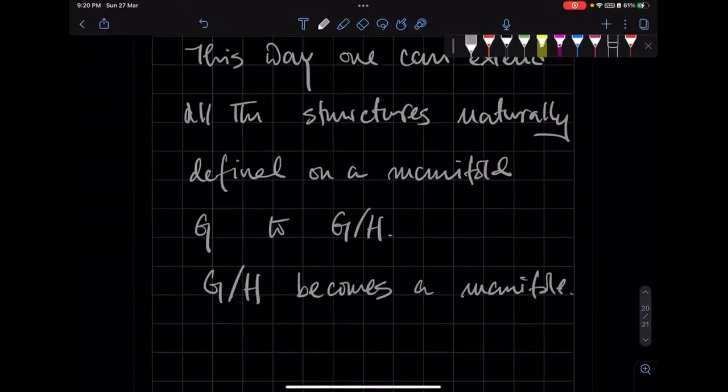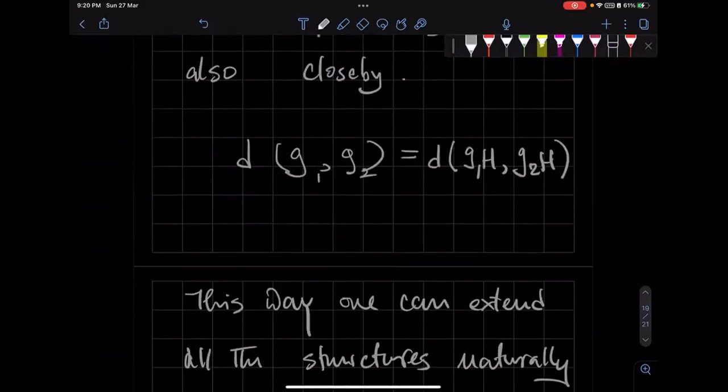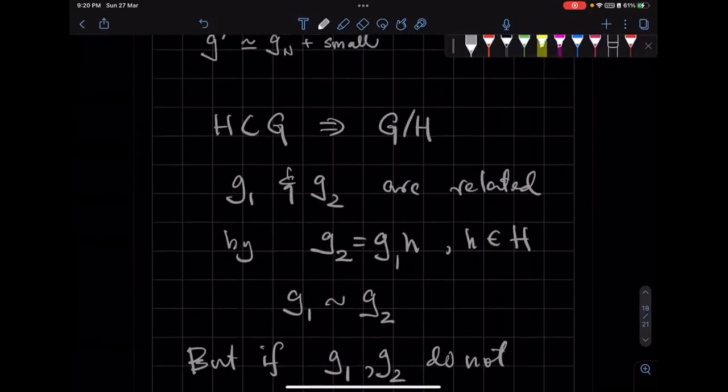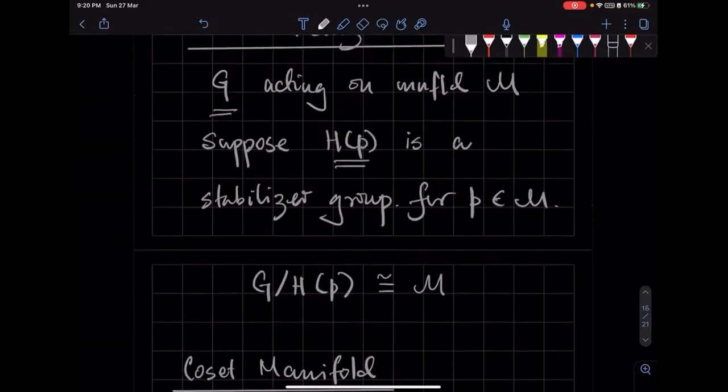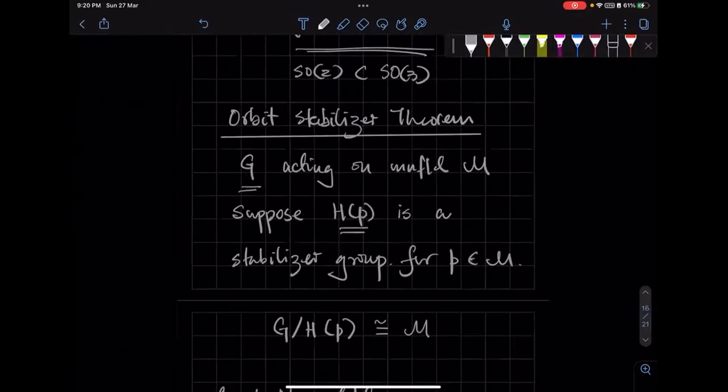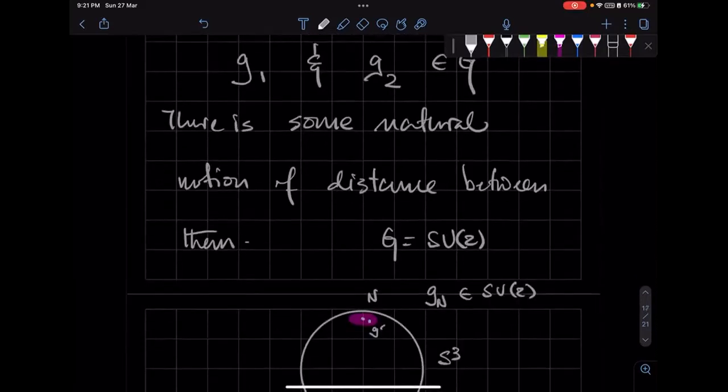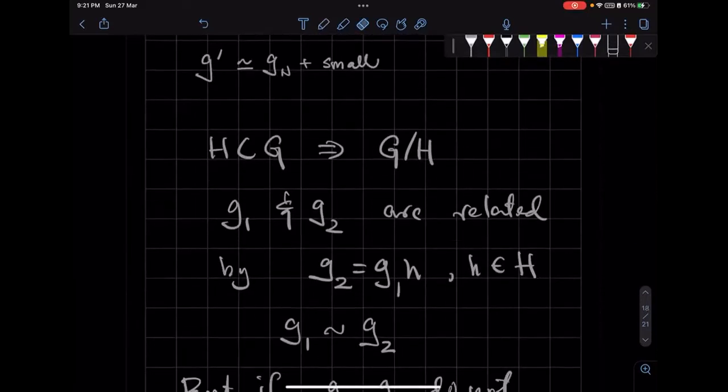And this is going to be important because of the theorem that we want to prove, the orbit stabilizer theorem. Here, the coset space better have a structure of a manifold, otherwise we cannot identify it to the manifold that this acts on. Okay, so this is not very rigorous, but I think at least intuitively it should be clear what I'm trying to say.